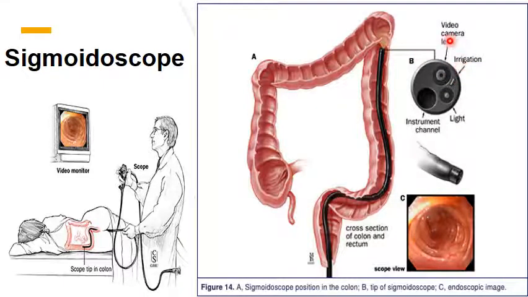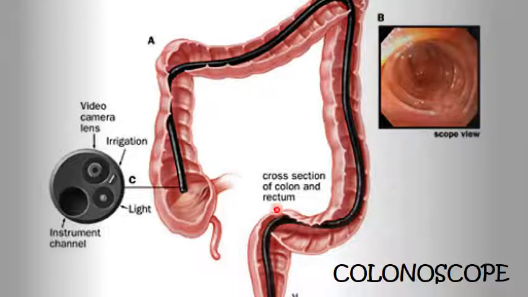So you can actually irrigate and clean the intestine with it. You can take video, photographs, light it up so that you can actually see those photographs, and an instrument channel if you want to take a biopsy. So that's how it looks.